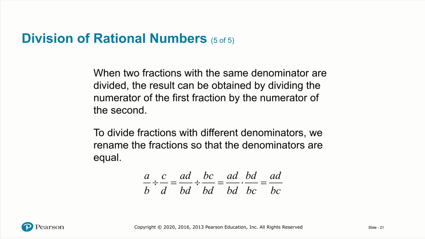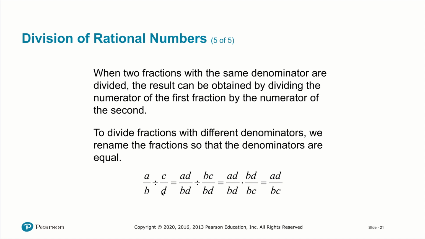All right, next we want to look at division of rational numbers. Now, if you have 2 fractions with the same denominator, dividing the fractions is easy. You just basically divide the numerator of the first fraction by the numerator of the second one. But usually the fractions do not have the same denominator, so the general rule for dividing fractions, whether the denominators are the same or not, is as follows. You basically keep the first fraction the same, and you multiply by the reciprocal of the second fraction.